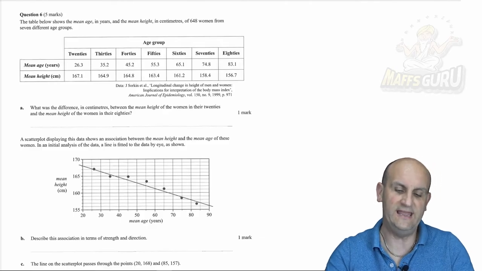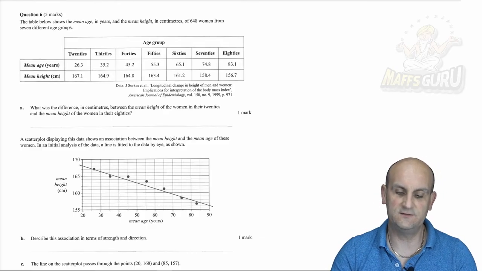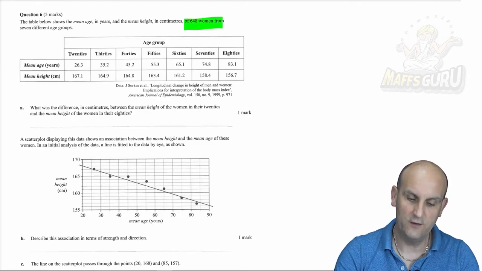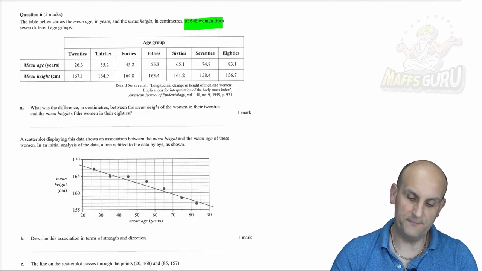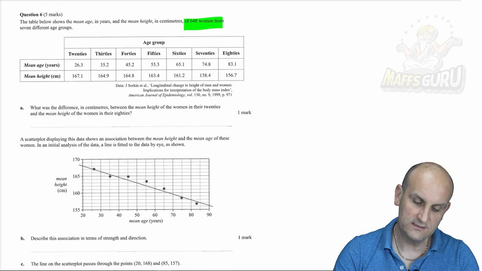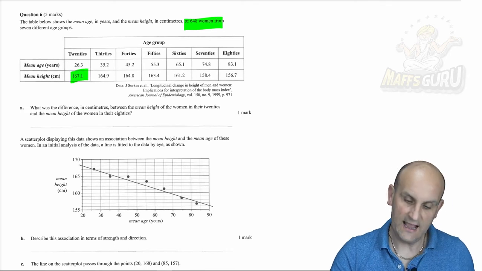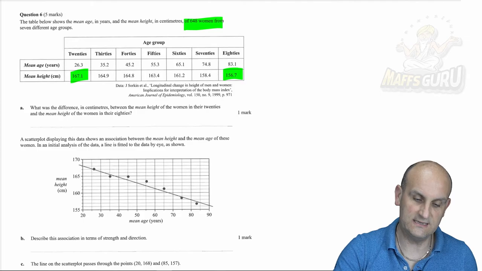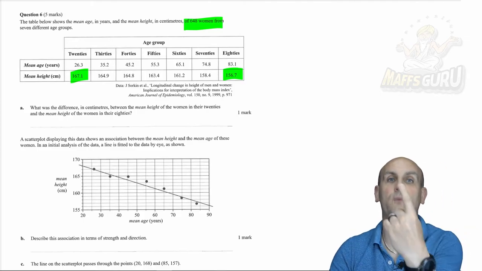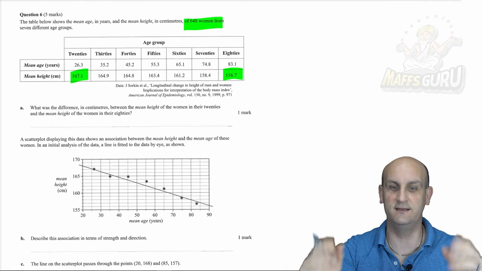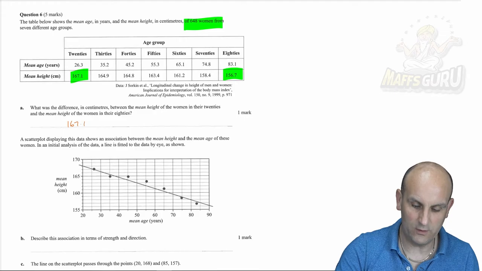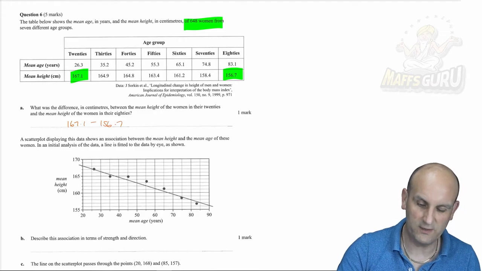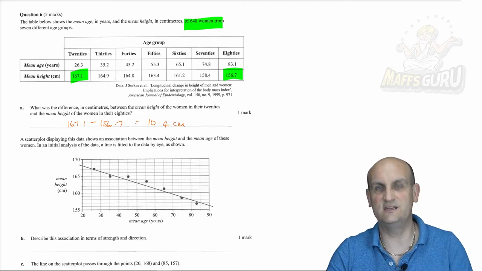The table below shows the mean age in years and the mean height in centimetres of 648 women from 7 different age groups. Awesome. What was the difference in centimetres between the mean height of the women in their 20s and the mean height of the women in their 80s? Now, obviously, bearing in mind I stuffed up paper one, question number one, and I think that was the only one I stuffed up because I was so excited I didn't say the right answer. Fingers crossed, when we do 167.1 minus 156.7, I ended up with 10.4. And again, I'm going to put centimetres here. They've already said centimetres in the question.